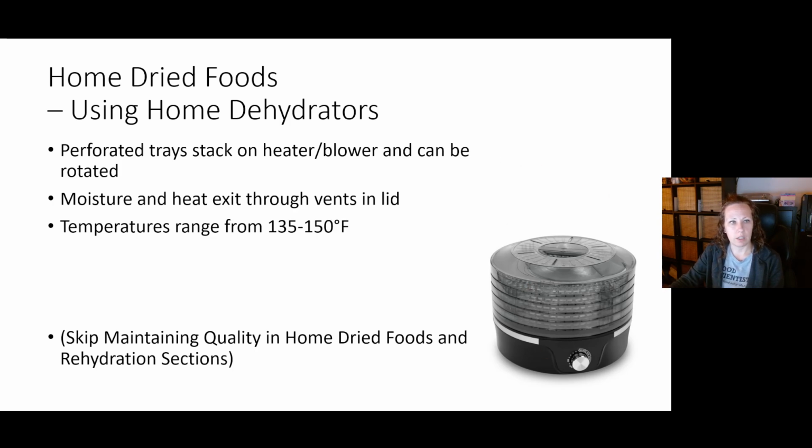So that is that. So that's the end of the home dried food section, and now I'm going to have you skip the maintaining quality in home dried foods and the rehydration sections of the book. Okay.